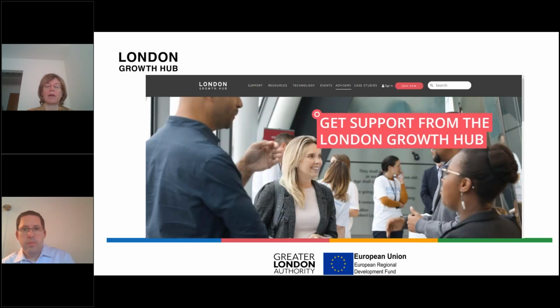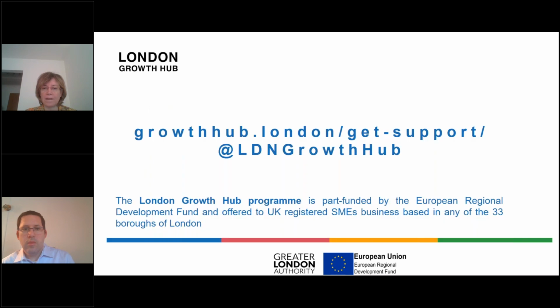If you go to the website of the London Growth Hub, this is what you're going to see. This is how it looks. If you click there and get support, this is where you go to meet and to book a meeting with our advisor. Next slide, please. This is the link, the email address where you can find us.